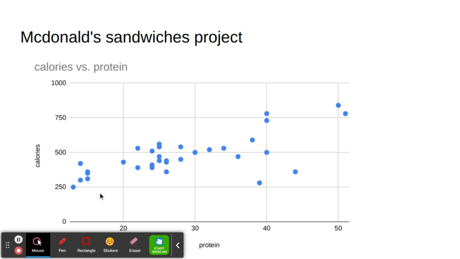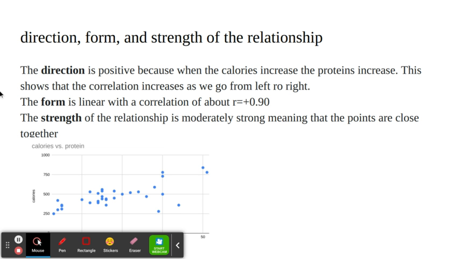So this was the scatter plot, obviously, and it was the same one that was on the Google Sheets. Then I went and found the direction, the form, and the strength of the relationship. The direction is positive because when the calories increased, the proteins also increased. This showed that the correlation increased as we went from left to right.